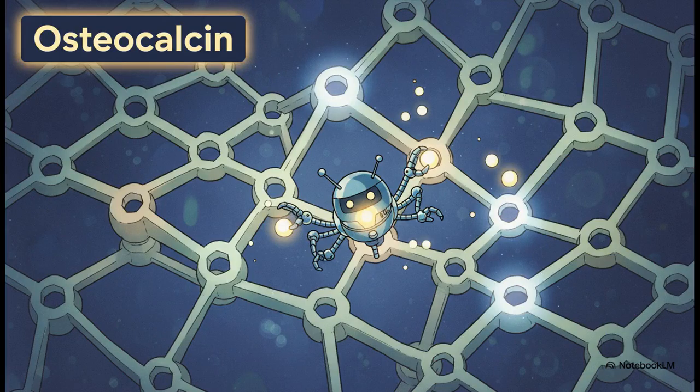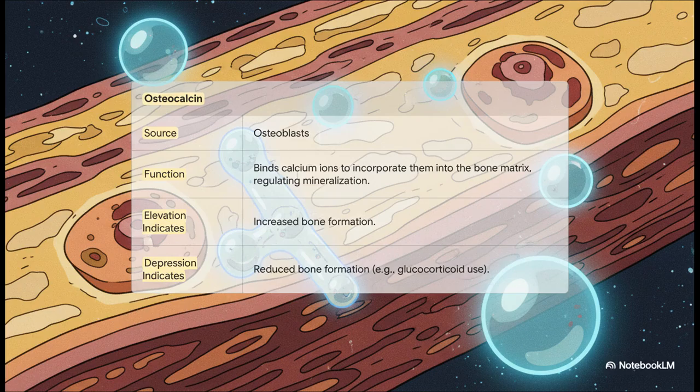Next up is osteocalcin. This is a protein that's a super sensitive and specific marker for what our osteoblasts are actually doing. Now, the real value of osteocalcin is that it can tell us a story in both directions. Its job is to grab calcium ions and help weave them into the bone matrix. So naturally, elevated levels mean increased bone formation, something we see in states of high turnover like hyperparathyroidism. But, and this is just as important, depressed levels are equally informative. They signal a slowdown in osteoblast activity, which is a classic side effect of glucocorticoid treatment. That makes it a really critical marker to watch in that situation.